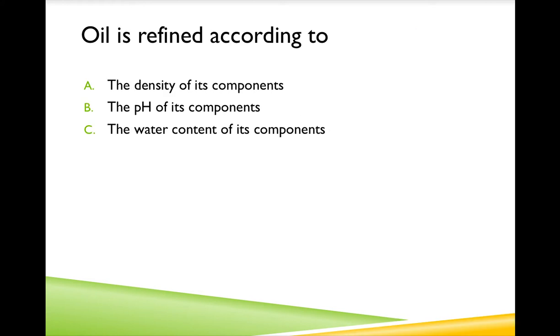So oil is refined according to A, the density of its components, B, the pH of its components, or C, the water content of its components. Go ahead and pause. When you know your answer, you can unpause. The correct answer is A, the density of its components. And they use boiling point as their way of separating things out.